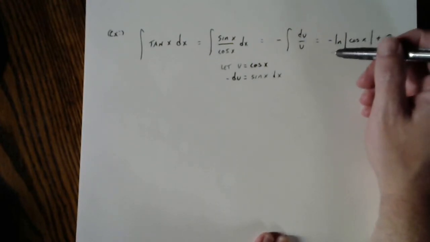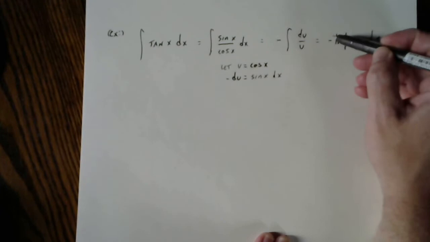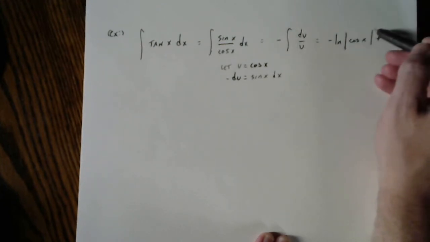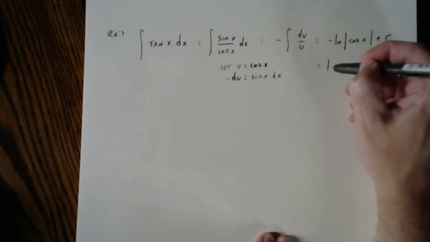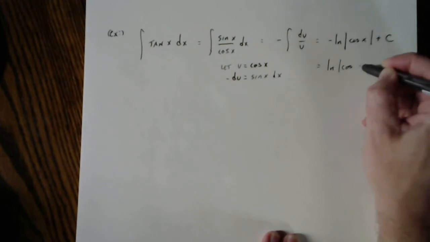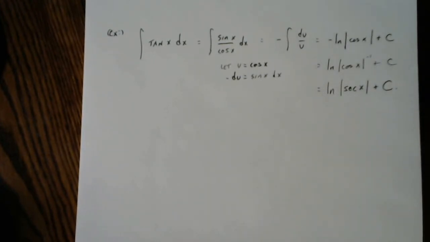Remember my logarithm property with these coefficients, they can be brought up as exponents. Usually we bring them out. But if this is cosine to the -1, that's 1 over cosine, right? That's secant. And I want to say that's probably what you would see in a table of integrals.